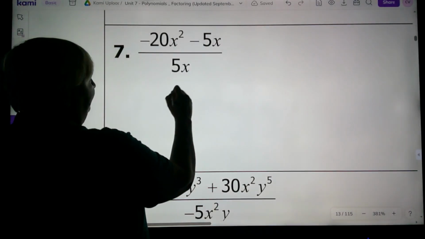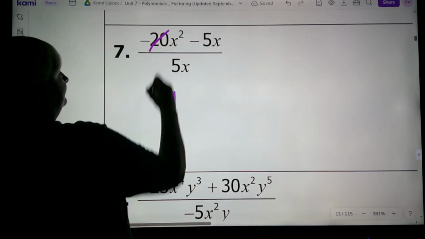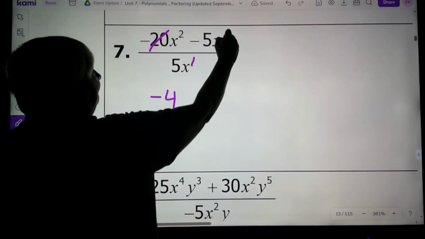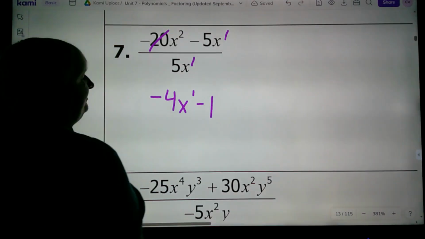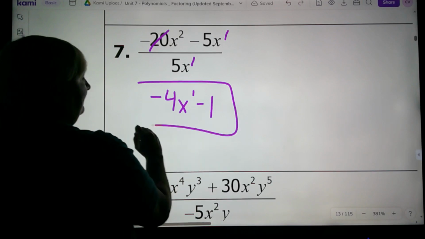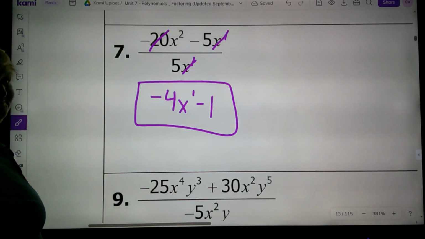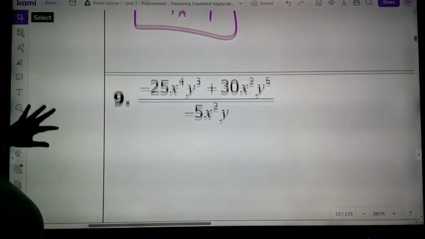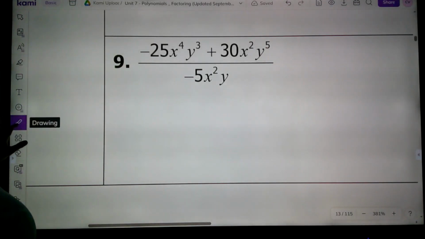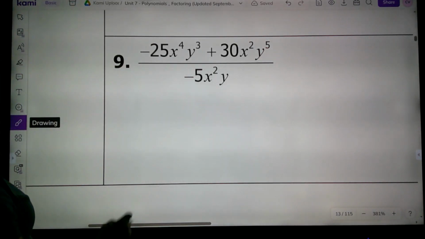Negative 20 divided by 5. X to the first. Minus 1. And that's it, because these cancel out. They try to make it crazy. Don't let it confuse you.